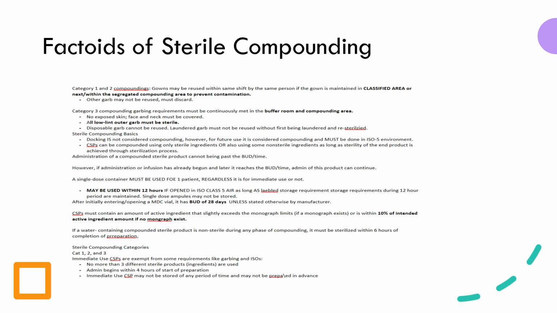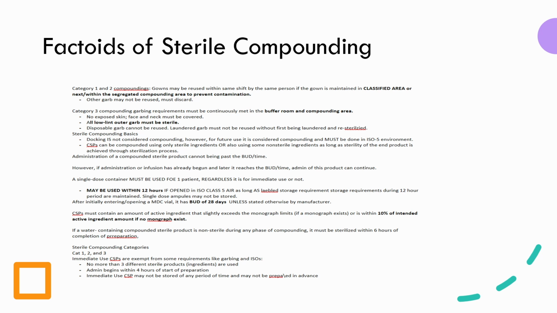CSPs can be compounded using only sterile ingredients or using some non-sterile ingredients, but they need to be sterilized. There are things that are done to make sure everything is sterile. So they will autoclave it or things like that to ensure its sterility.